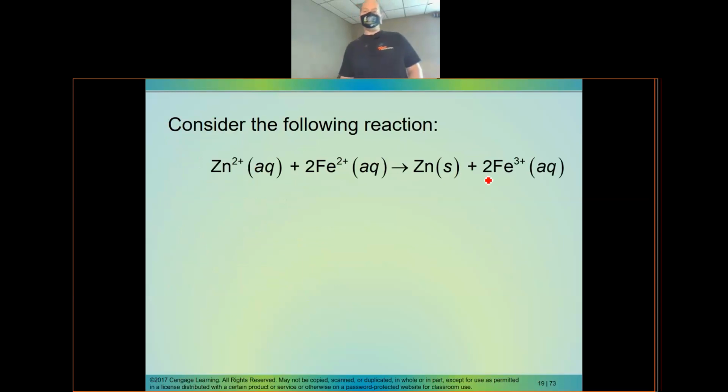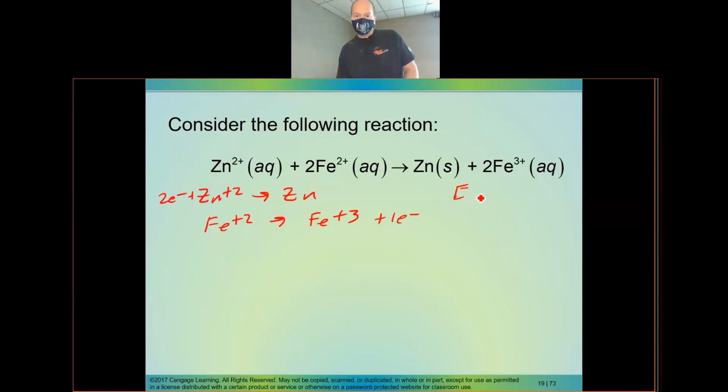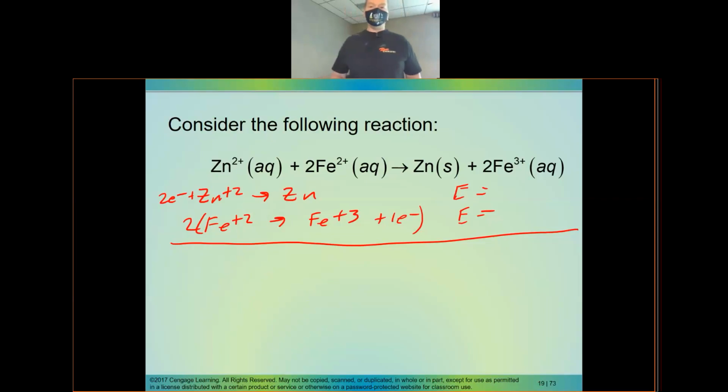All right, so here we have a cell reaction. In this cell reaction, we have zinc plus 2 going to zinc, and we have Fe plus 2 going to Fe plus 3. To balance it, we need 2 electrons here. To balance it, we need 1 electron here. All right, and so we're going to look up our E value for the zinc, and our E value for the Fe plus 2. Of course, before we add them up, we have to multiply this by 2. Do not multiply the E value by 2. The E value is never multiplied by an integer.